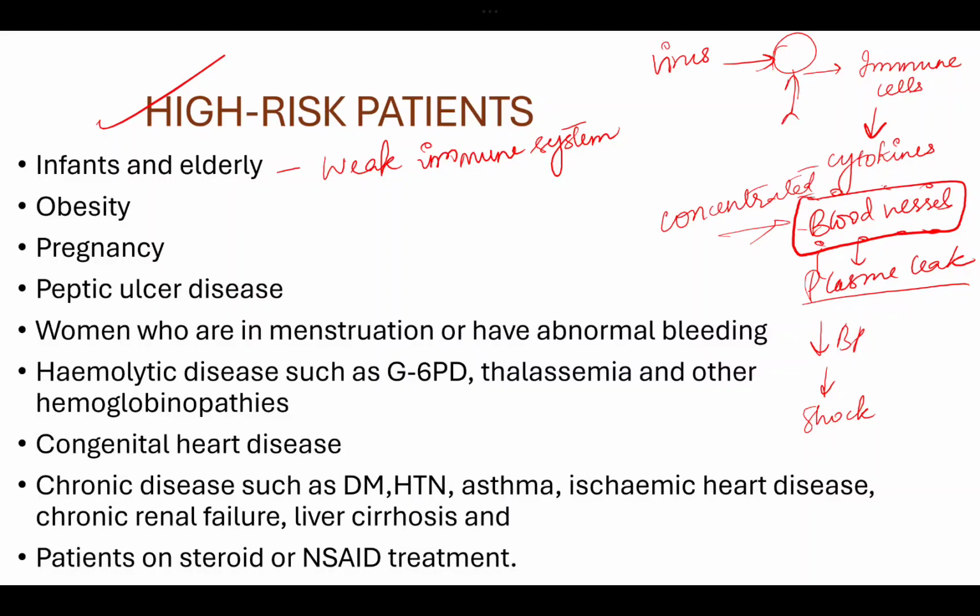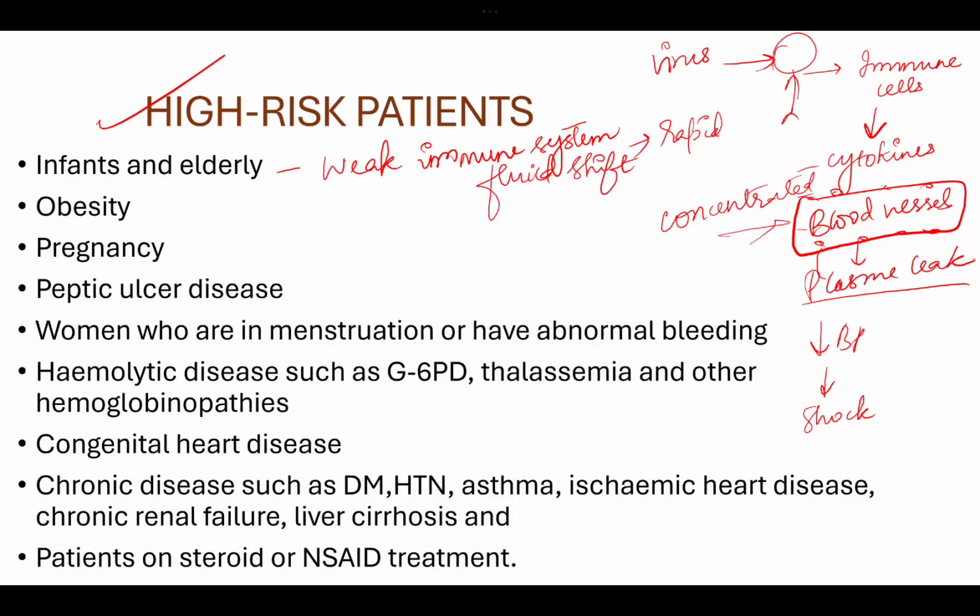We know the pathophysiology behind the dengue virus infection. Now, let's see who are the high risk patients. Let us begin with infants and elderly. The infants, young children, and elderly patients will have a weakened immune system. There will be rapid fluid shift, so there will be a higher risk of shock in these patients. Weak immune system, rapid fluid shift.